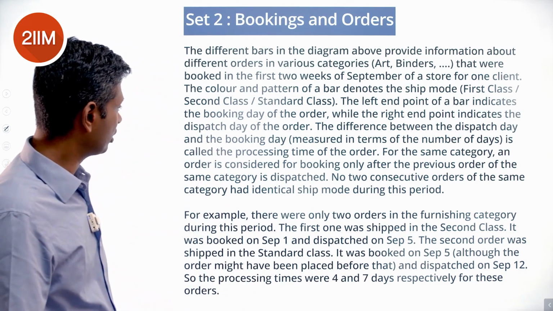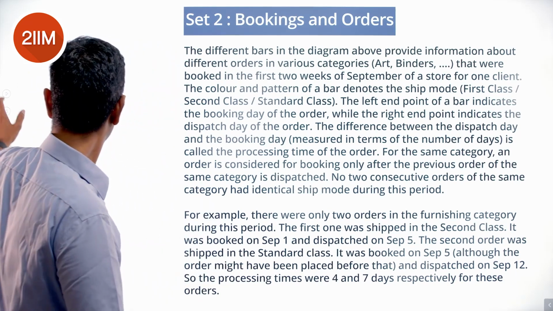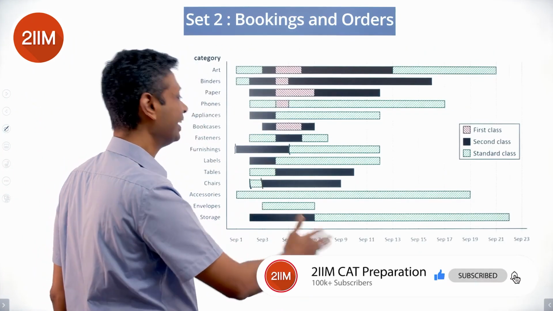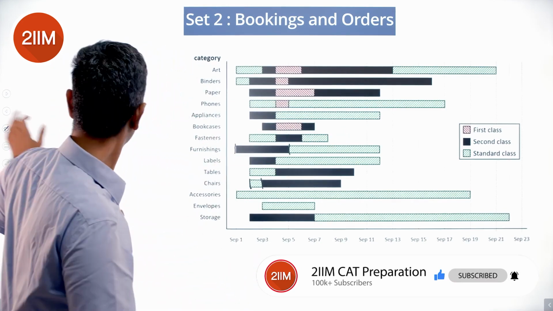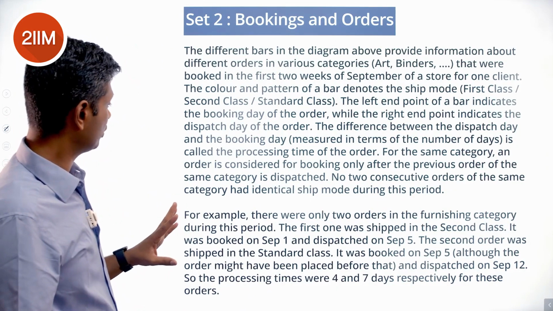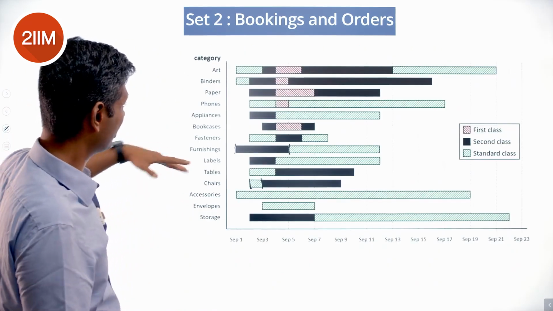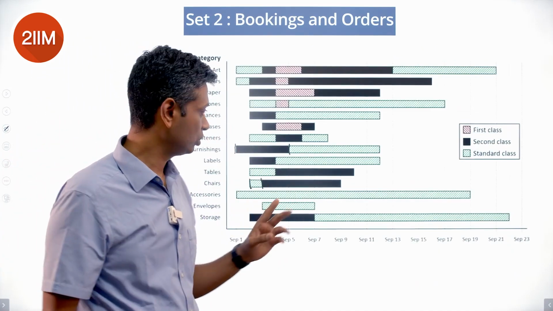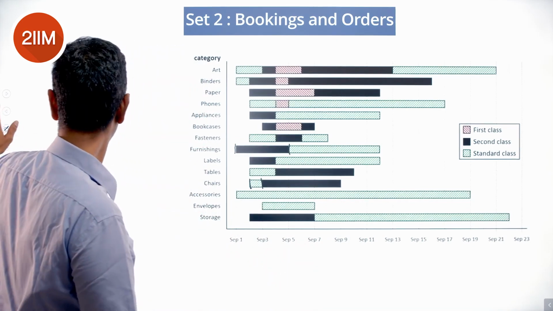For the same category, an order is considered for booking only after the previous order of the same category is dispatched, which is nice because then there's no overlap. So furnishings take one order on September 1, ship on September 5, take the next on September 5, and ship it after that. They don't do parallel processing. That would have been a nightmare. No two consecutive orders of the same category had identical ship mode during this period, which is also self-evident. There's no back-to-back black, back-to-back pink, back-to-back greens. So this green, blue, pink is not two overlapping things. That is a nice explanation.